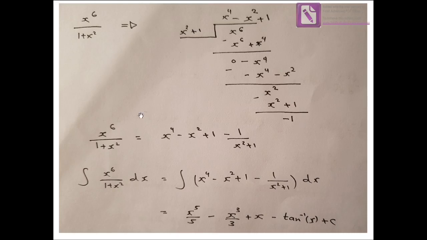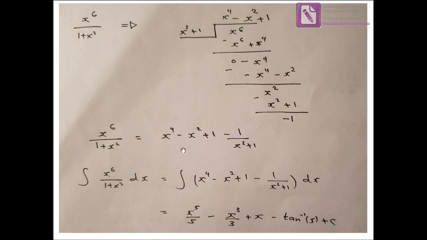So we conclude that x^6 over 1 + x^2 will be x^4 minus x^2 plus 1, and the remainder will be minus 1 over x^2 + 1. Do not write the remainder as minus 1 only. No, it is minus 1 divided by x^2 + 1. So we say that x^6 over 1 + x^2 will give us this one.